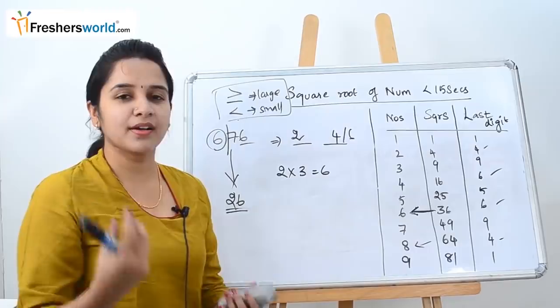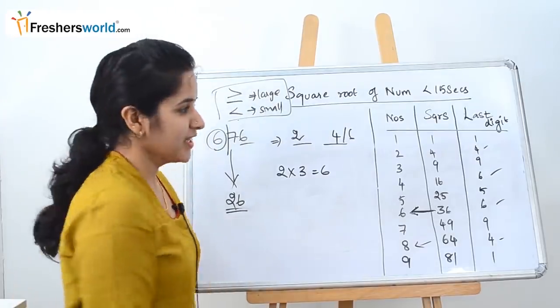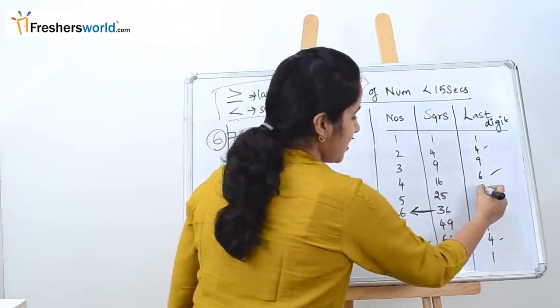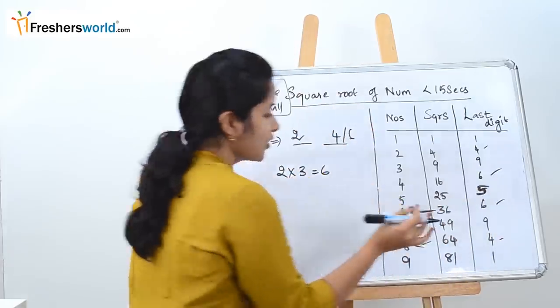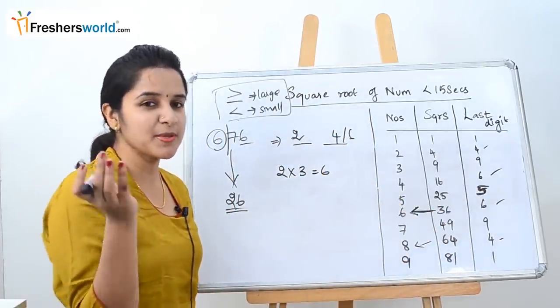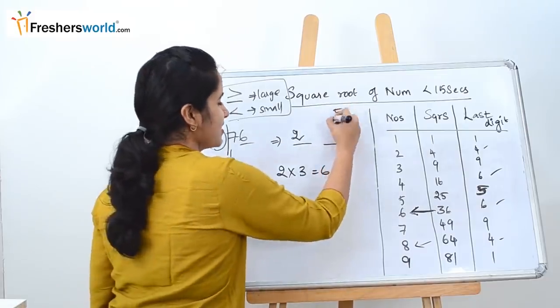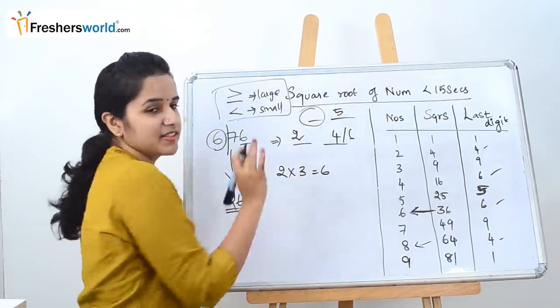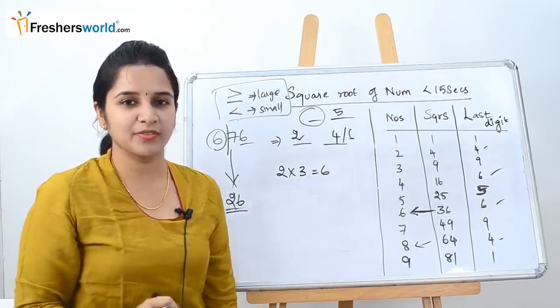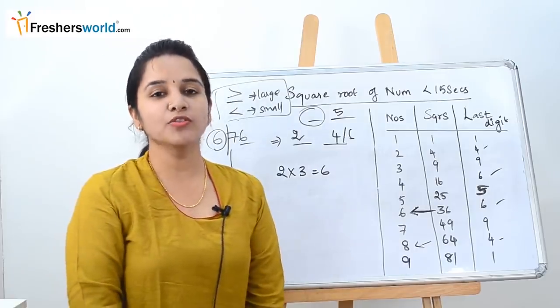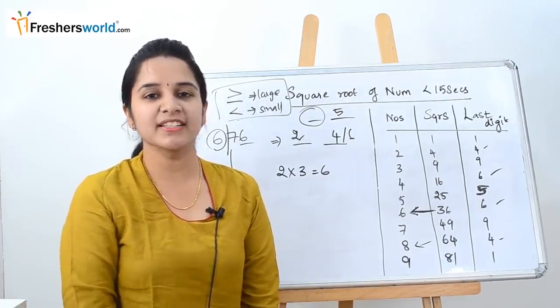Let's take the case where the value they've given ends in 5. In this case, the 5 comes only once. So you don't have the concept of choosing between the smallest one or the large one. So you directly write the unit digit as 5 here and you have to find the first digit here. That's how we have to solve a sum for that. So today we discussed how to find the square root of a number in less than 15 seconds.